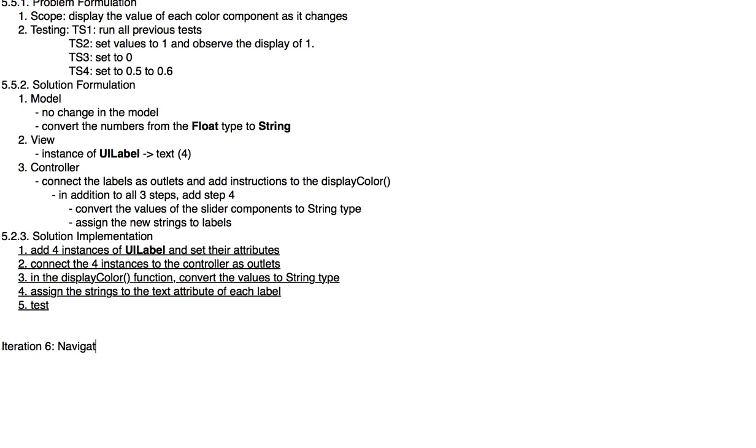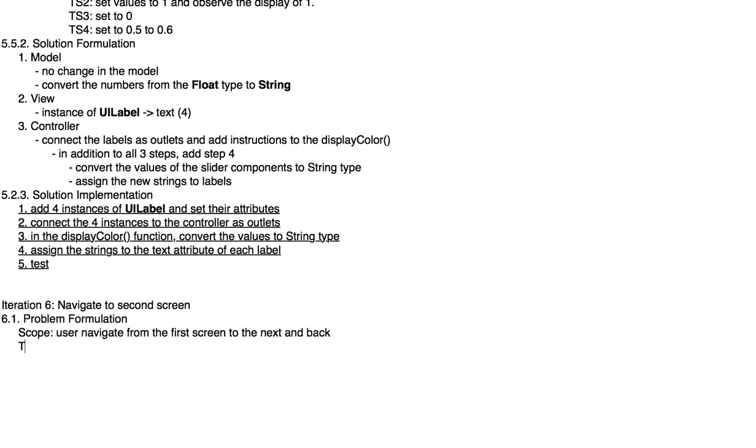Navigate to second screen. And we start with the problem formulation and the scope. User navigate from the first screen to the next and back. Remember, we have to come back to that main screen because we have a main screen and we're able to go from one to the other.